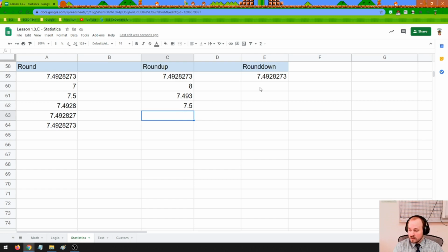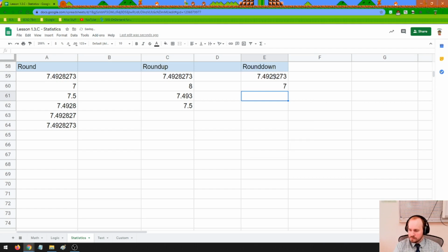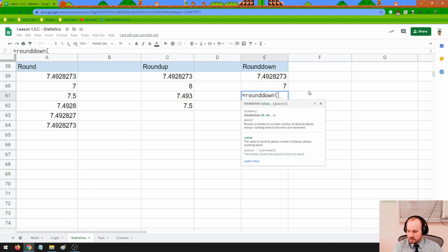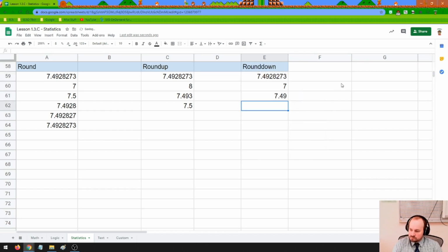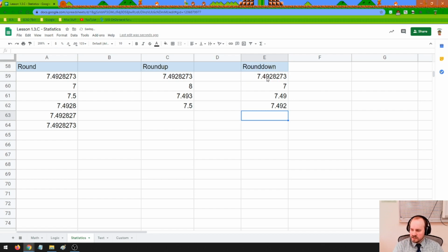All right. And round down is going to give us a super similar idea, but just kind of like the opposite of it. Round down of this, that brings us down to 7. Okay, equals round down of this. Let's put it 2 decimal places. And that's interesting. That brought us down to 7.49. All right, equals round down this value again. How about 3 decimal places? Let's try that. All right, 7.492.